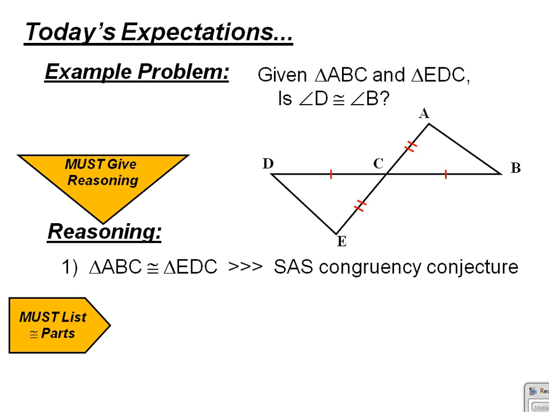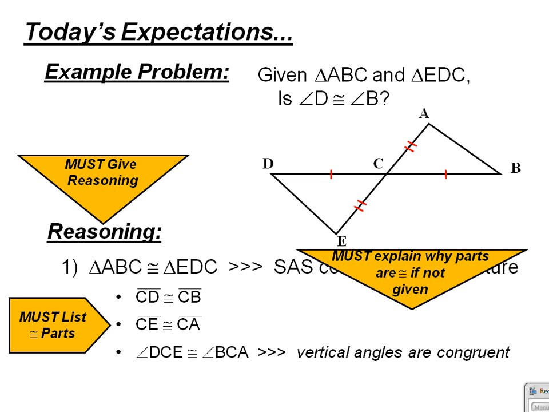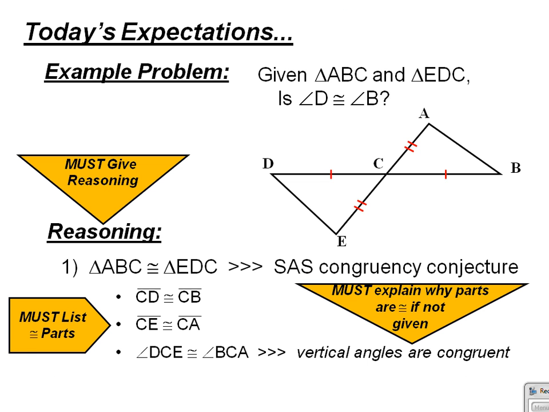So, listing those congruent parts, we know from what's given to us in the problem that segment BC is congruent to segment DC, and segment CE is congruent to segment CA. But we also need to have an angle in there. Hopefully you've seen by now that angle DCE is congruent to angle BCA. But since that is a fact not directly given in the problem, but rather deduced because these two angles are vertical angles, you must explain why the parts are congruent if that information is not directly given in the problem.